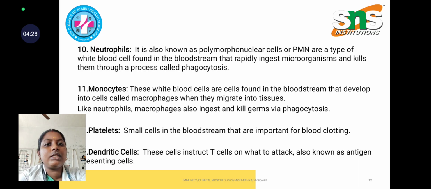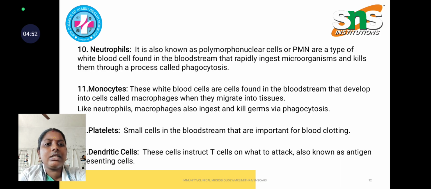And monocytes develop into cells such as macrophages, and like neutrophils, macrophages also ingest and kill germs via phagocytosis. Platelets are small cells in the bloodstream, important mainly for blood clotting. Platelets are involved in several clotting factors, and they are responsible for blood clotting.